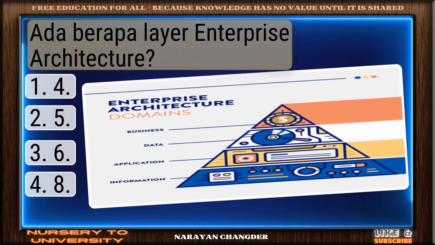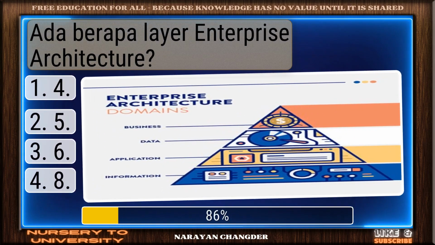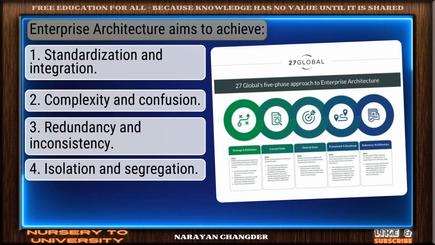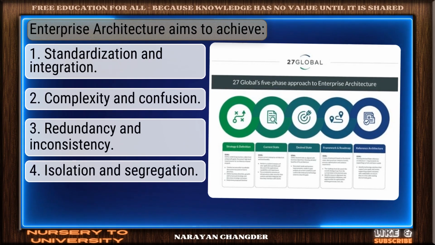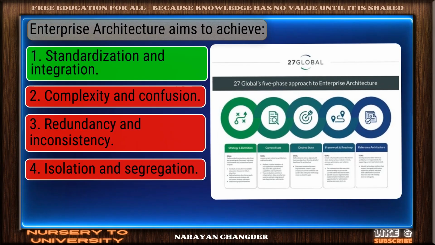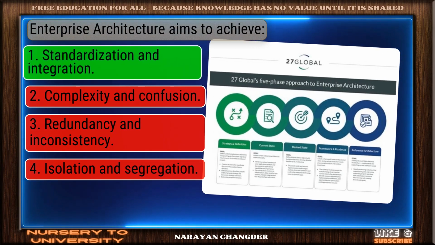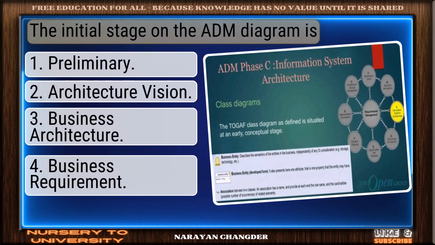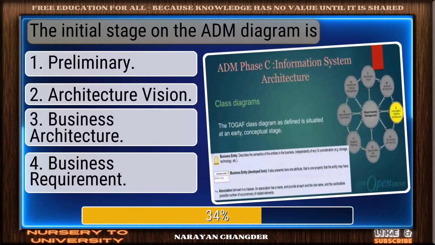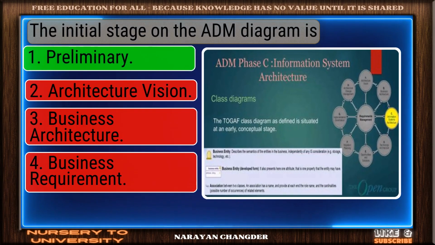Question number 65. Ada Barapa Layer Enterprise Architecture. You're right. 4 is the correct answer. Question number 66. Enterprise architecture aims to achieve. Nice work. You chose standardization and integration, and it is correct. Question number 67. The initial stage on the ADAM diagram is? Bravo. Preliminary is the answer.